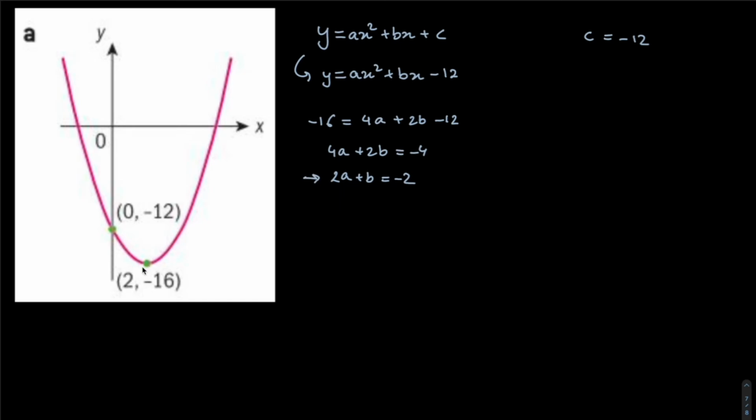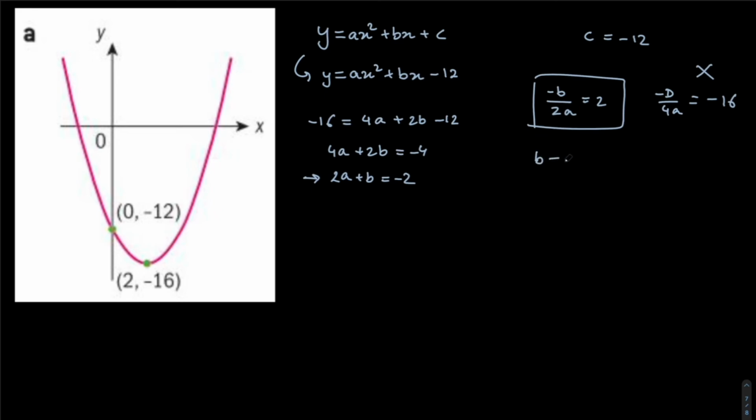Now I also know one more thing. The turning point, right? It's at 2 and minus 16. So I can also say minus b by 2a is equal to 2, sorry, 2, not minus 16, 2. And minus d by 4a is equal to minus 16. But I don't really have any use of this because I already have an equation in terms of a and b. I have my second equation in terms of a and b, right? Here I'm going to have b squared minus 4ac, which is going to make things a lot more complicated, right? I don't want that. So I'm going to keep things simple. I'm going to use this one right here, right?